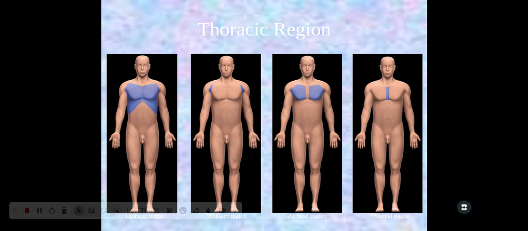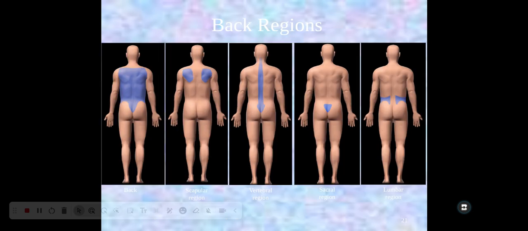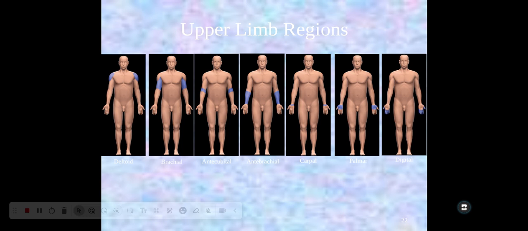The thoracic region, like we just said, you got the sternal, the pectoral region, the axillary region, and the thoracic region. Okay. Back regions: you have your vertebral region, your sacral region, your lumbar region, your scapular region here. So all of those things.